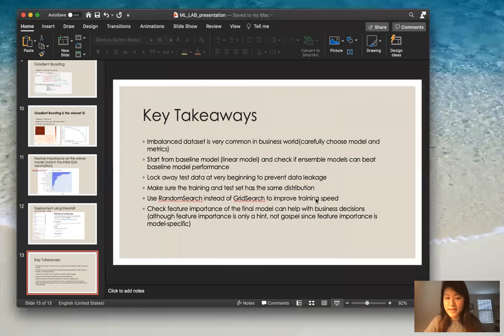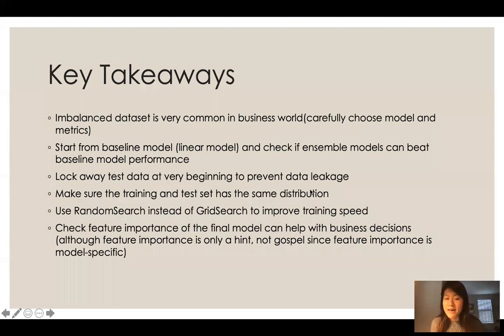All right, so the last part is the key takeaways. Imbalanced data sets are very common in the business world, so we need to be careful when choosing the model and metrics. Also, always start from a baseline model. Here, I chose a linear model, logistic regression, as my baseline and see if ensemble models, tree or forest, can actually beat the baseline model. Always lock away your test data set because we don't want any data leakage, and we want to make sure training and testing have the same distribution. I also chose random search instead of grid search to improve training speed.